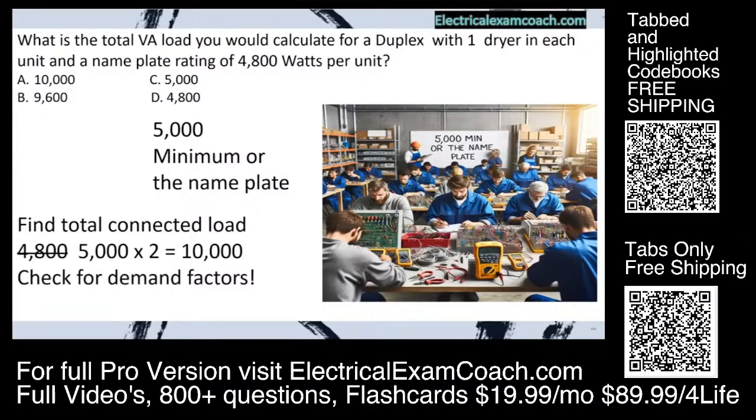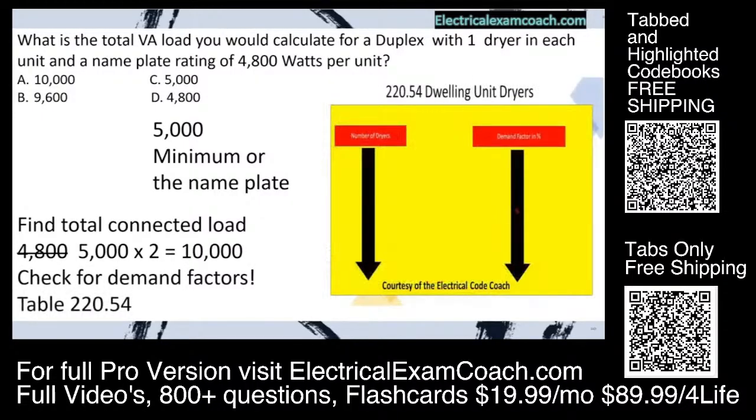Now we check for demand factors. For this, we head over to table 220.54. And we're going to find that 1 through 4 ranges is calculated at 100%. And we're going to select A.